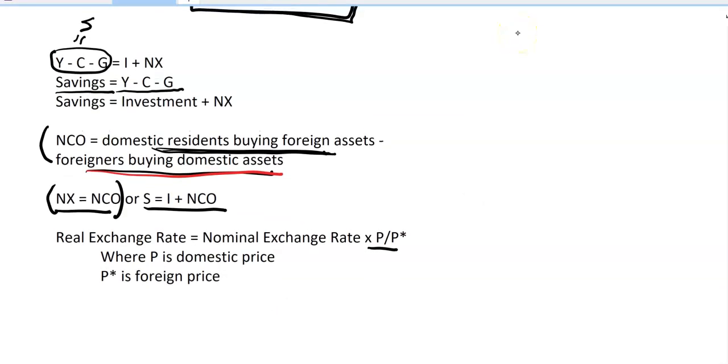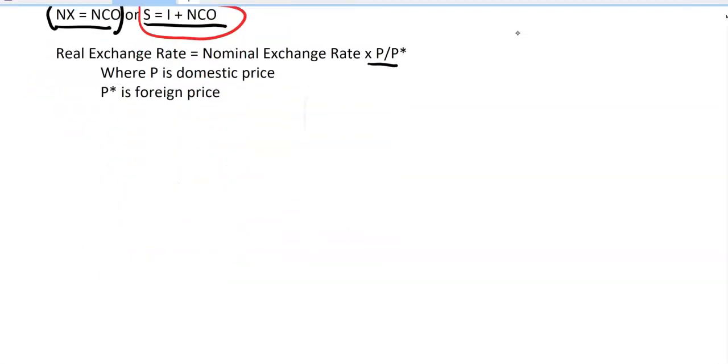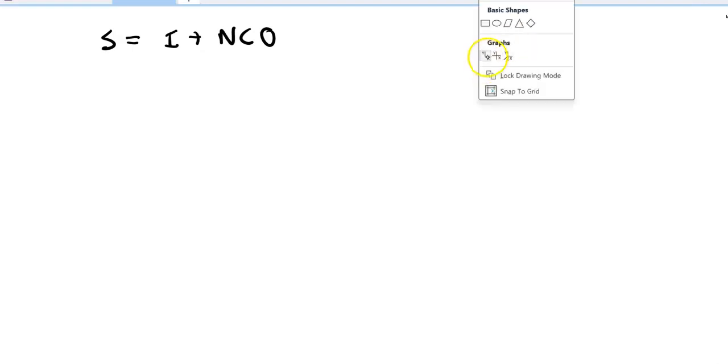Now let's look at the first equation that we came up with in this video. We said savings equals investment plus net exports, or savings equals investment plus NCO. So let's look at this value. We can write it as savings equals investment plus NCO. Now this is basically forming from an equation.